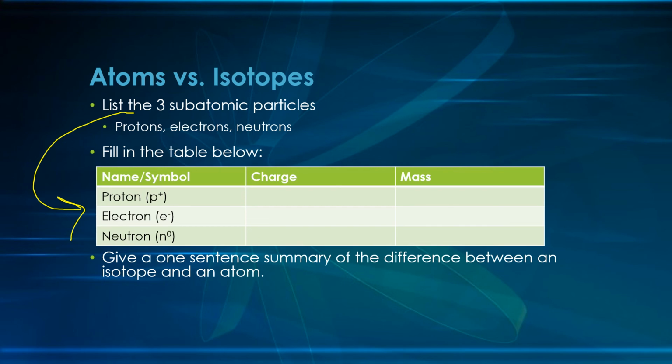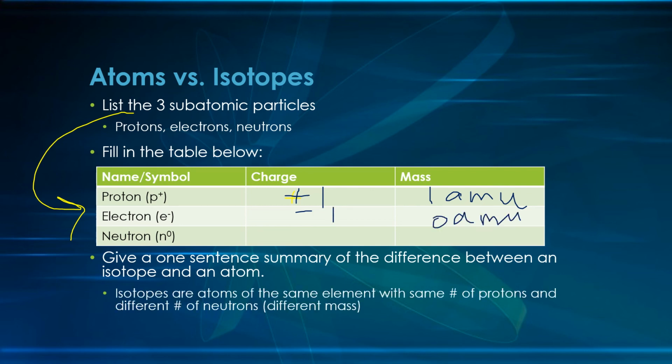So for protons, their charge is a +1. Ooh, I can't see that at all. +1. And their mass is 1 atomic mass unit. For electrons, their charge is -1. Their mass is 0 atomic mass units. For the neutron, it has a neutral charge or no charge, and its mass is also 1 atomic mass unit.